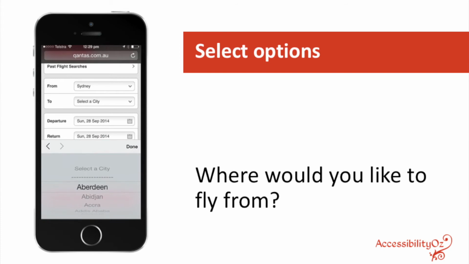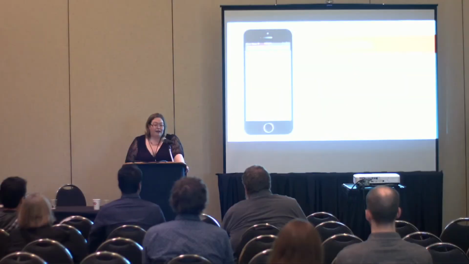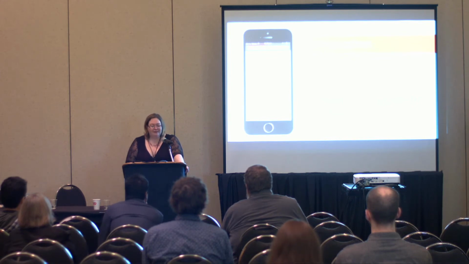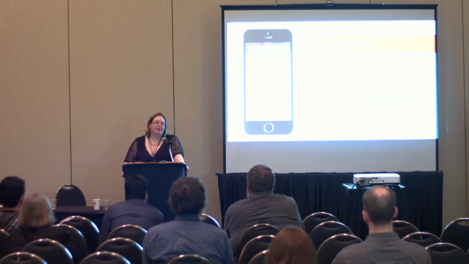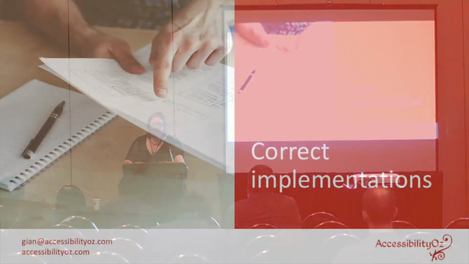And this is Qantas. Qantas flies to a lot of places. I don't even know where Aberdeen is, or Abidjan, or Accra. There's no way to jump to a letter, so if I want to fly from Sydney to Melbourne, I've got to scroll down to Melbourne. It takes 8 seconds. Now, it might take 8 seconds for me, it might take 45 minutes for someone with a disability. So all of a sudden, they're not going to want to go back and use your site. So that was all the bad.